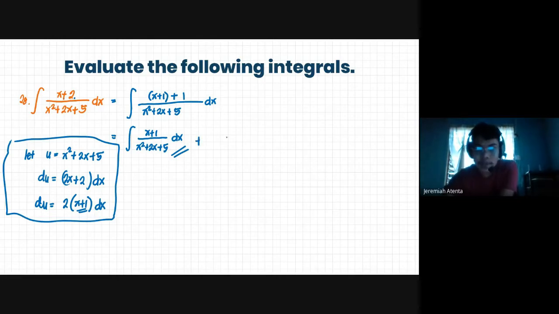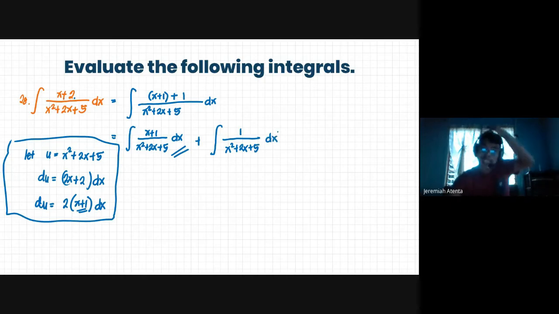Next, plus, since we have 1, plus the integral of 1 over x squared plus 2x plus 5 dx. Now, in this case, since 1 na yung numerator, we can now do something here para ma-form natin yung inverse trigonometric functions na formulas sa integral. Okay? So, doon yung kanina.